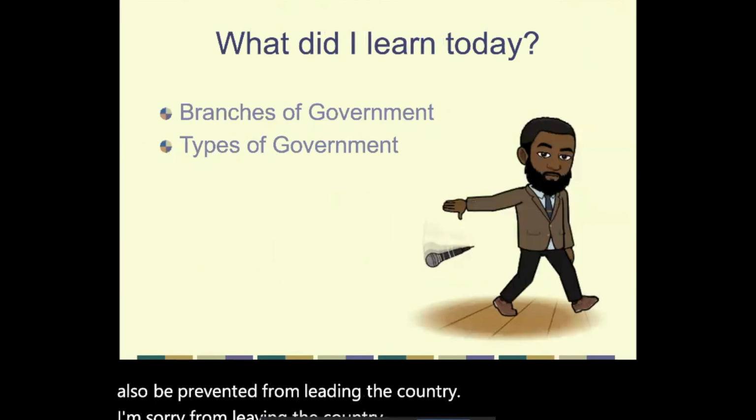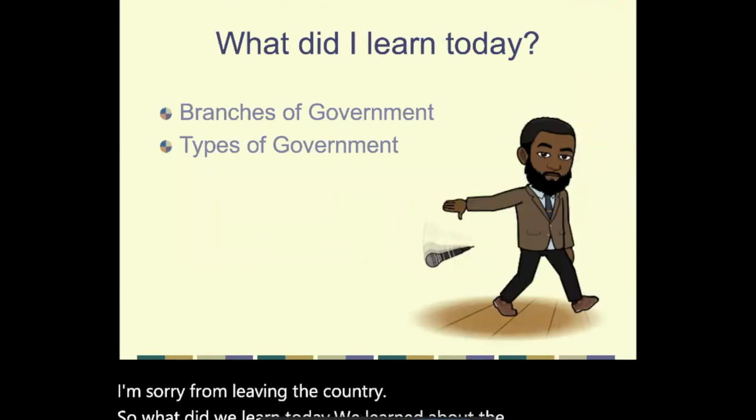So what did we learn today? We learned about the different branches of the government and the different types of government.